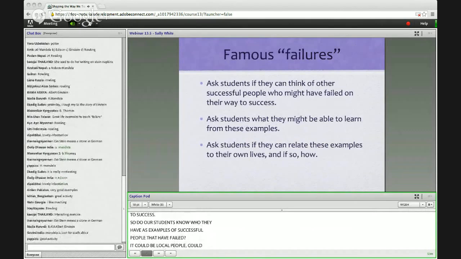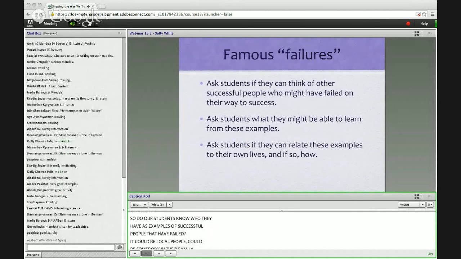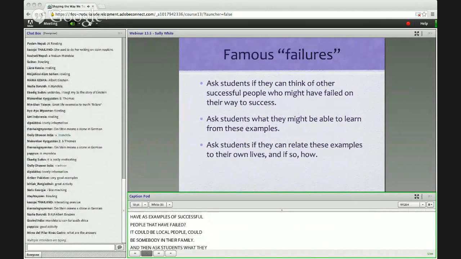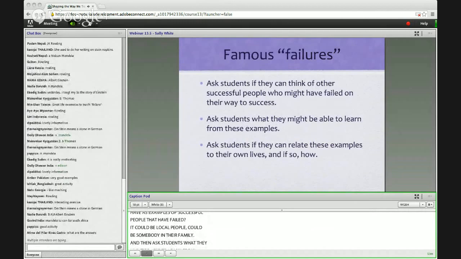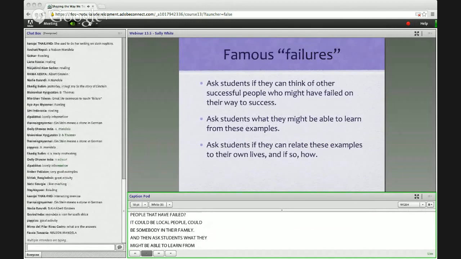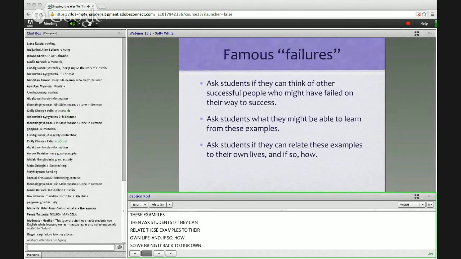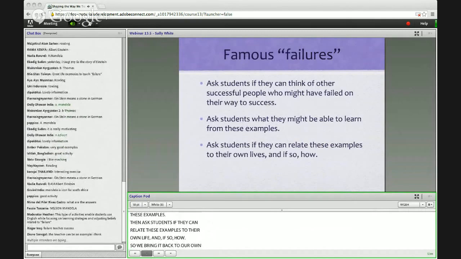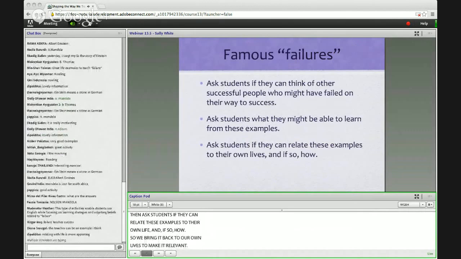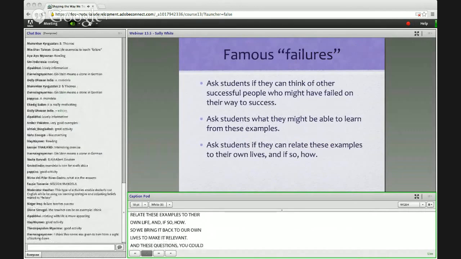And then ask students what they might be able to learn from these examples. And then ask students if they can relate these examples to their own lives, and if so, how. So we bring it back to our own lives to make it relevant. And these questions you could have as discussion. You could have students write about these.